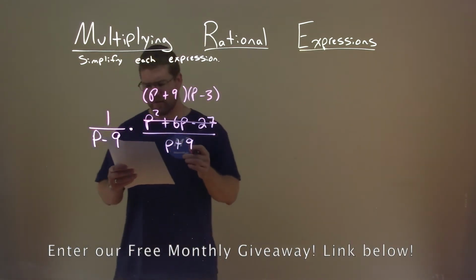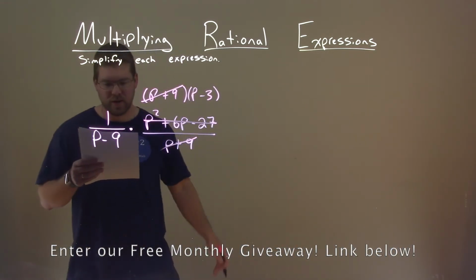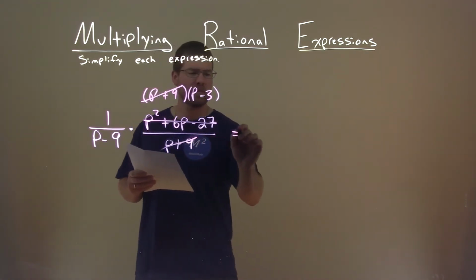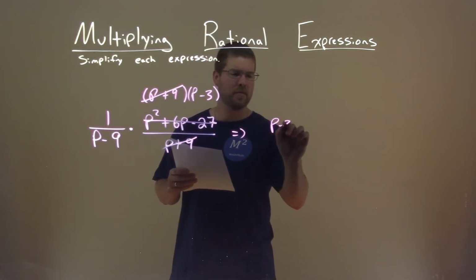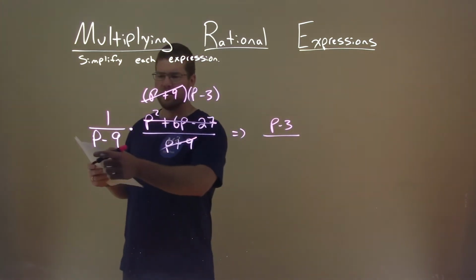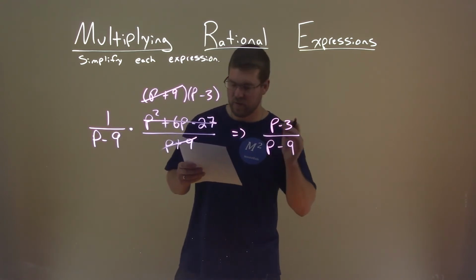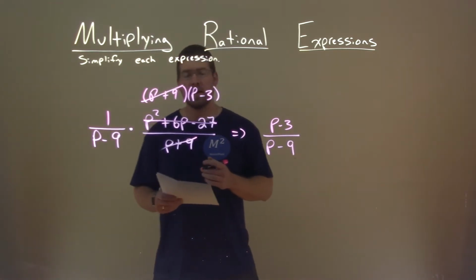Now we can try to cancel out what we can. I see a p plus 9 here and a p plus 9 right there. Nothing else really easily cancels. So now let's write it out. 1 times p minus 3 is, well, p minus 3, divided by p minus 9 is just left over here. And so that's it. p minus 3 divided by p minus 9 is our final answer.